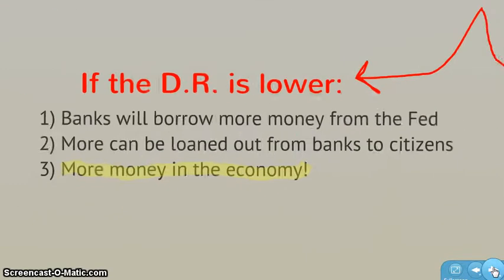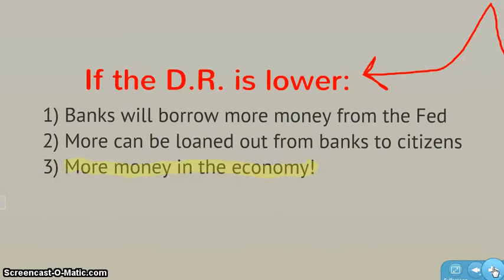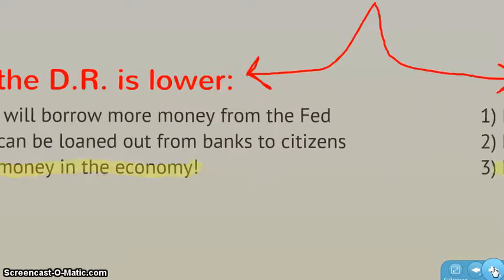And so if they decide to lower the discount rate, it means the banks will probably start to borrow more money from the Fed, because when interest rates are low, people tend to borrow more. So if banks have more money, they will then make their own loans to citizens more often, and that will again result in there being more money in the economy. And you'll see the same results as if there's an open market purchase. You'll have a higher GDP, inflation will rise, and unemployment will decrease.